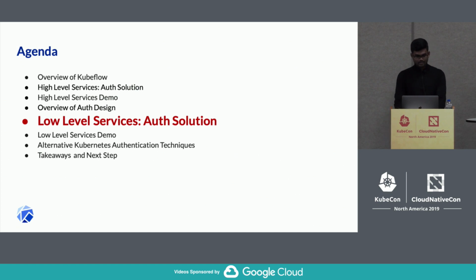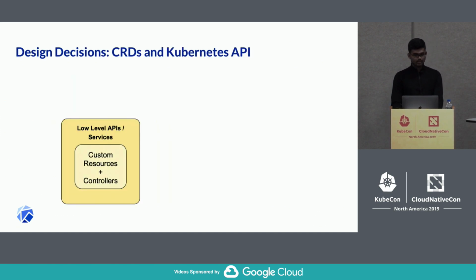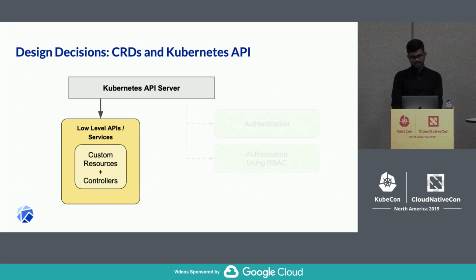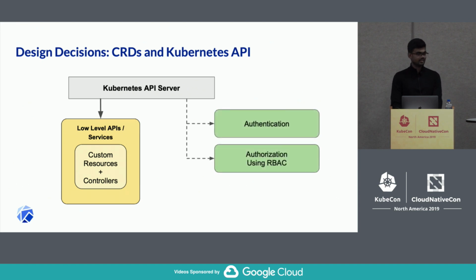Now let's dive into the low-level services auth solution. First, let's look at our design decision. Very early in Kubeflow, we made a decision that custom resources and controllers is the way to go for low-level APIs. So that straight away brings in the Kubernetes API server support. Likewise, two additional things which we get along with it is authentication and authorization using RBAC.